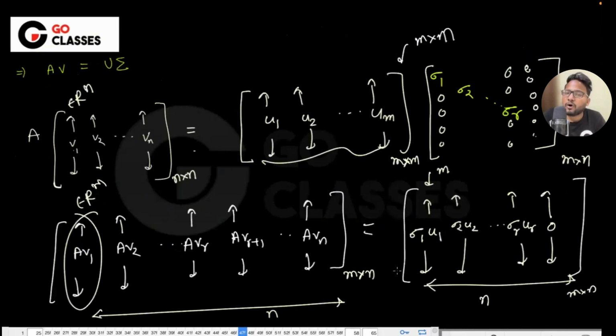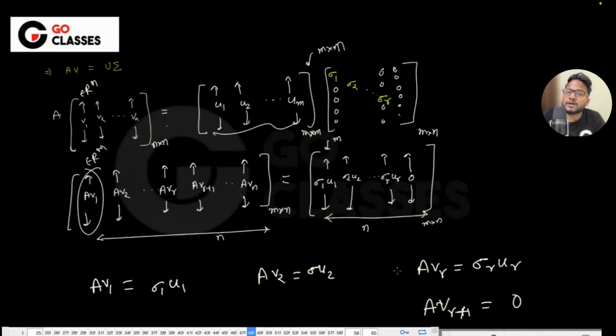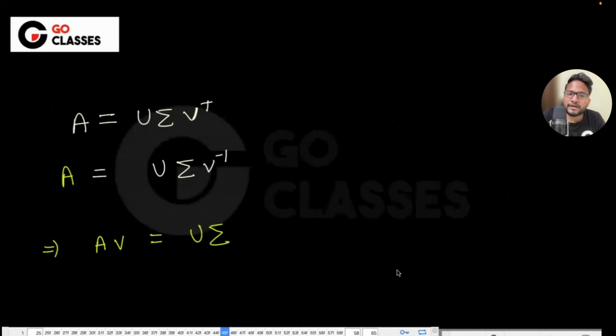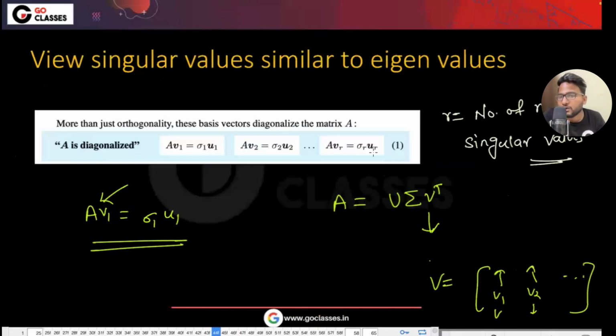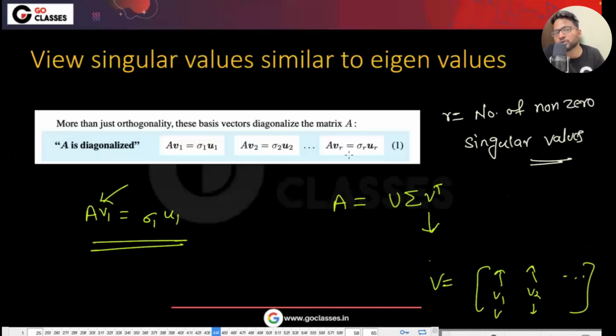And finally, we found out that AB is nothing but sigma U, which means Ab1 is sigma 1 u1, Ab2 is sigma 2 u2, and so on till r. So I can say, if you have non-zero singular values, then for the non-zero singular values, you can definitely write like this.